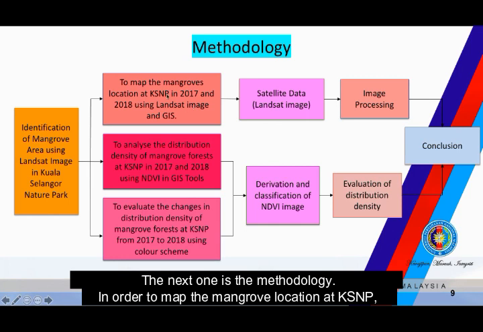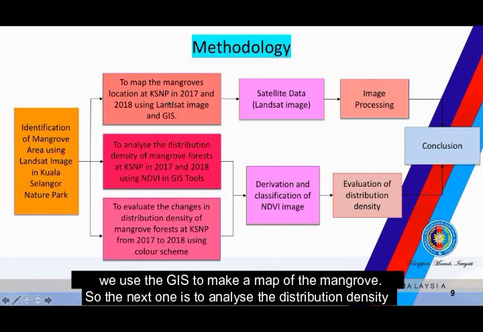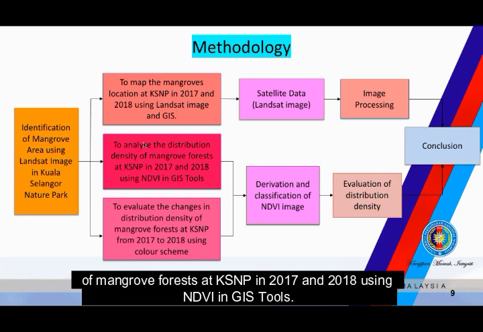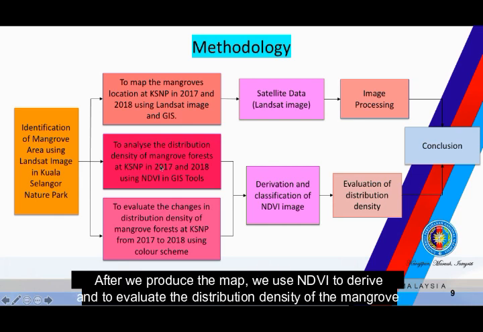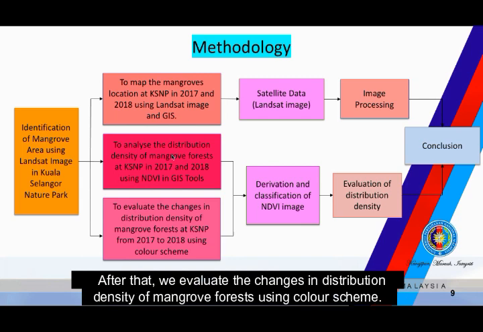In order to map the mangrove location at KSNP, we use GIS to make a map of the mangrove. The next one is to analyze the distribution density of mangrove forests at KSNP in 2017 and 2018 using NDVI in GIS tools. After we produce the map, we use NDVI to derive and evaluate the distribution density of the mangrove. After that, we evaluate the changes in distribution density of mangrove forests using color scheme.